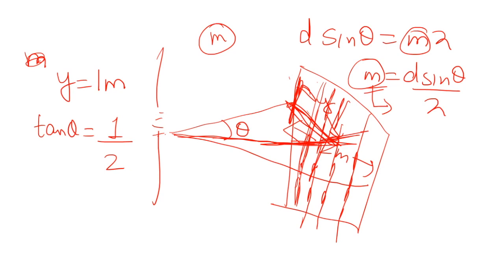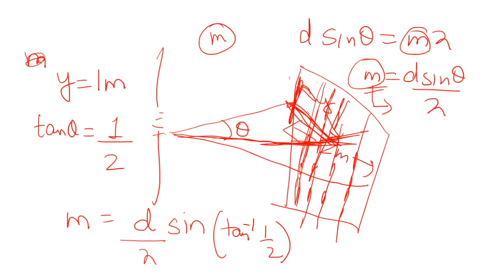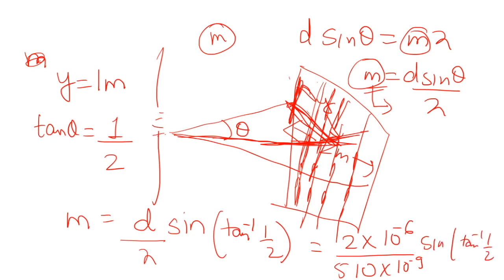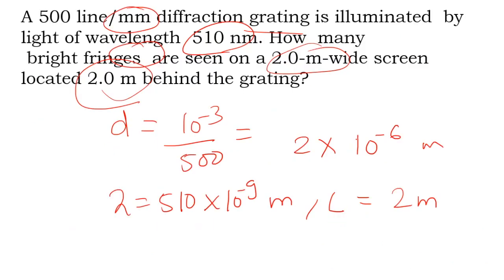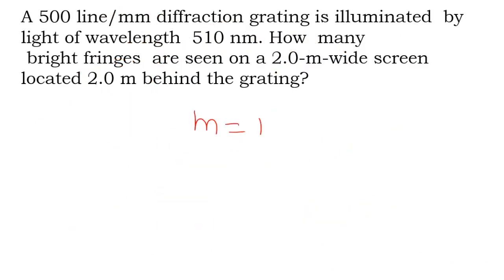So from here m is equal to d by lambda into sin of tan inverse 1 by 2. Completely solving it, d is equal to 2 into 10 to the power minus 6, and lambda is 510 into 10 to the power minus 9, into sin tan inverse 1 by 2. When you solve this whole thing, your m will come out as 1.8.